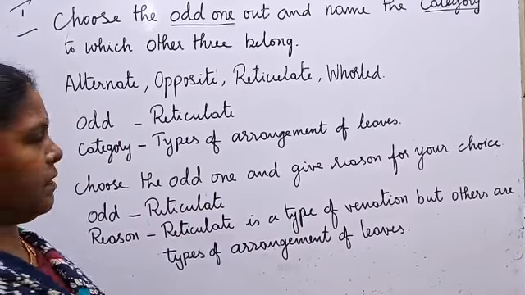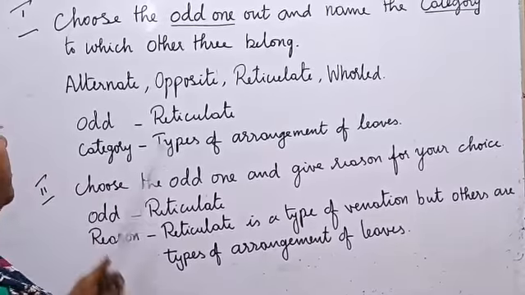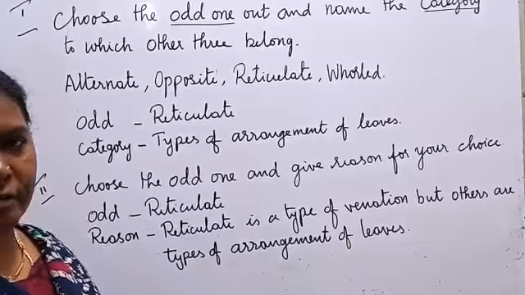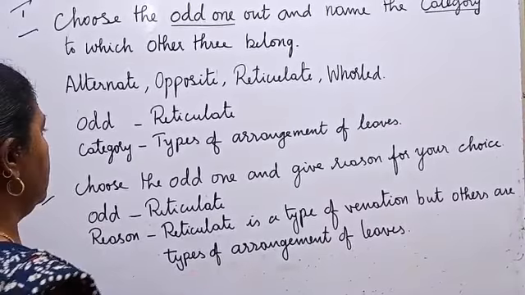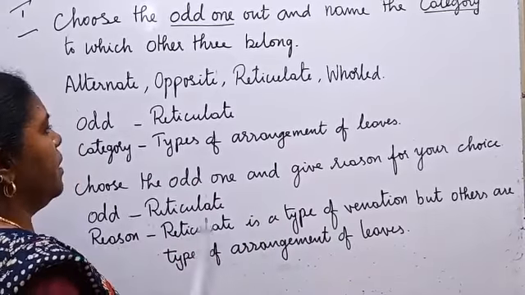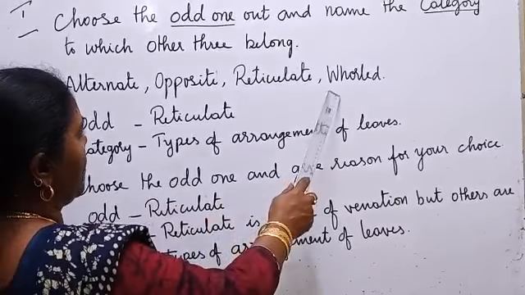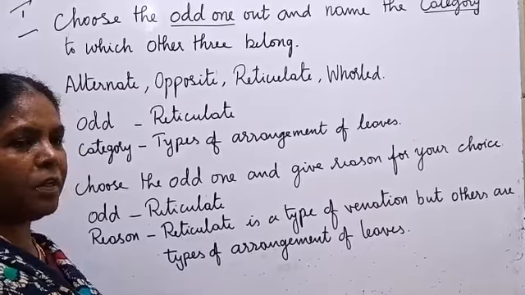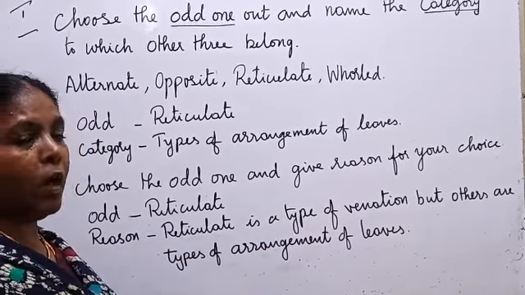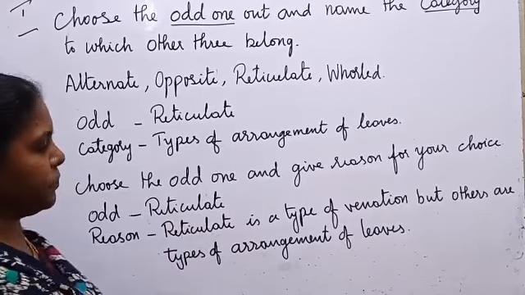So how to answer? First you must write odd hyphen reticulate, the odd term. The next line, category. They ask for the category only, no? Which category do all the 3 belong to? The types of arrangement of leaves. Okay, this is how you should answer.